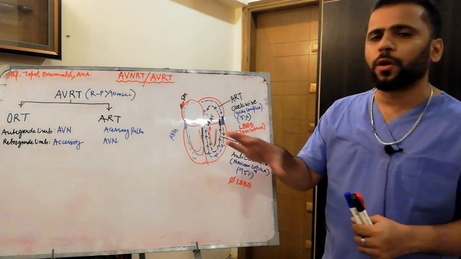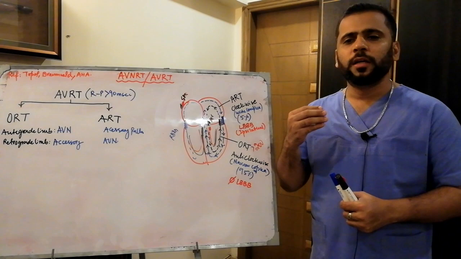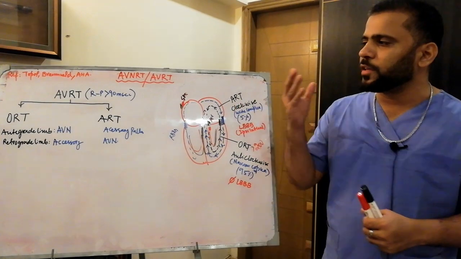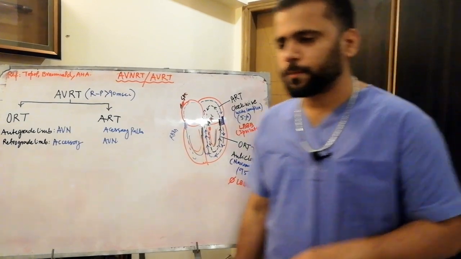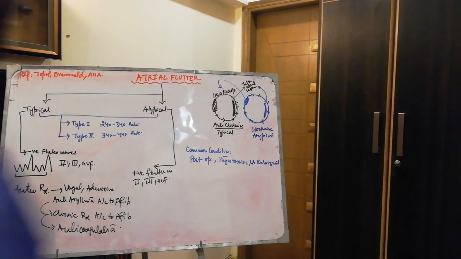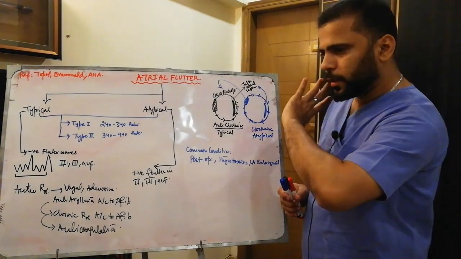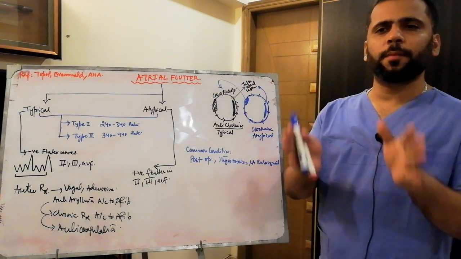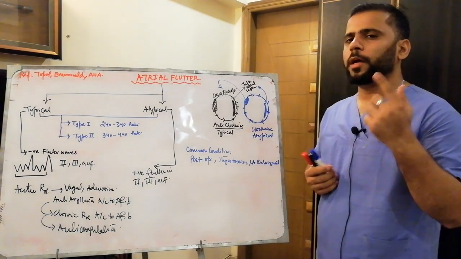Here we just discussed narrow complex tachycardia, the supraventricular tachycardia. We have discussed sinus node tachycardia, inappropriate sinus node tachycardia, AVRT. In AVRT we have discussed ORT and ART. Now we will discuss atrial flutter and then we will finish our lecture. So our last topic is atrial flutter. We will just do it quickly because the treatment of atrial flutter is the same as atrial fibrillation, so we will discuss all these things in atrial fibrillation.